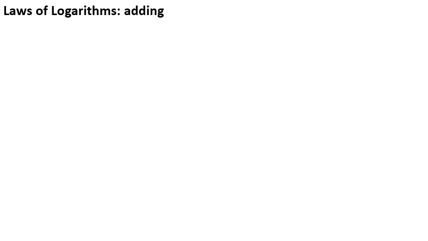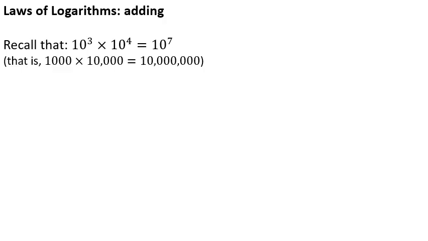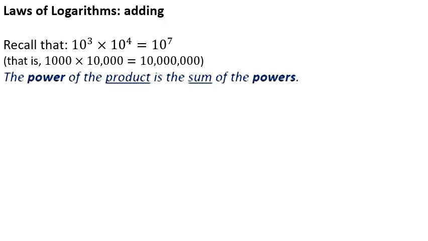So let's start by reminding ourselves what the laws of indices are and seeing how we can adapt them to see them from the perspective of the powers themselves. Remember, 10 to the power of 3 multiplied by 10 to the power of 4 gives 10 to the power of 7. This is because when you multiply by 10 to the power of 4, you're multiplying by 10 4 times. Times 10 times 10 times 10 times 10. So 1,000 times 10,000 gives us 10 million.